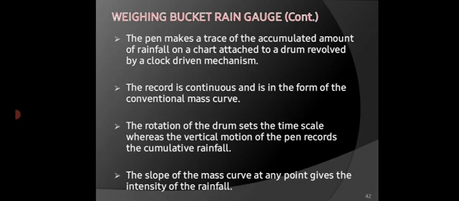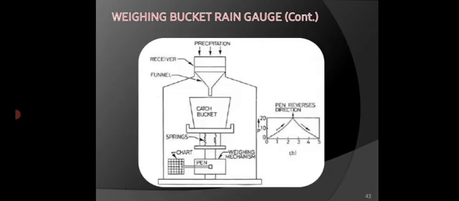The record is continuous and forms a conventional mass curve, right? The rotation of the drum sets the time scale, whereas the vertical motion of the pan records the cumulative rainfall. So we get a mass curve and we get the total amount of rainfall. So this is the arrangement of the weighing bucket rain gauge.